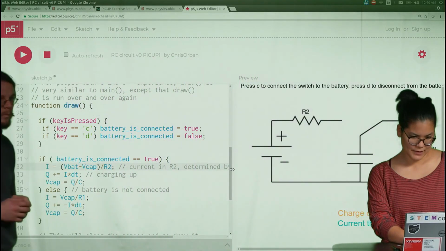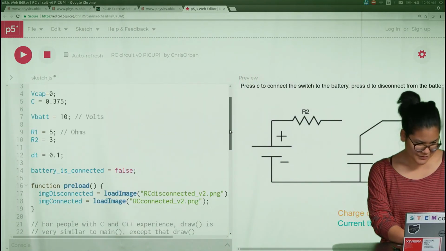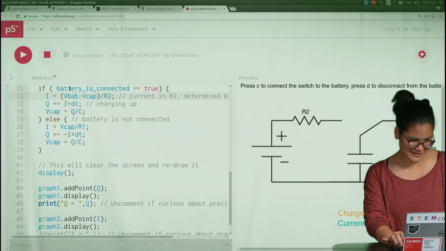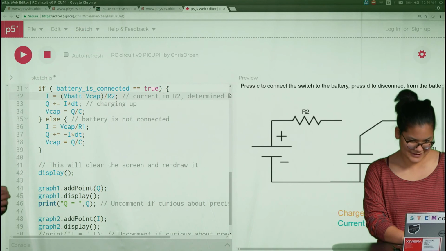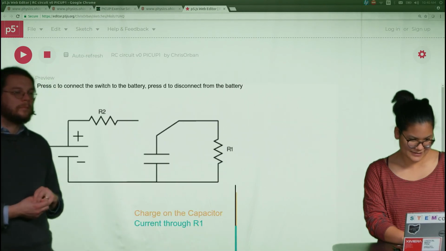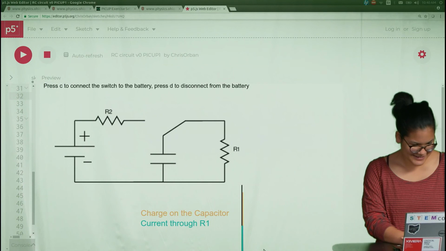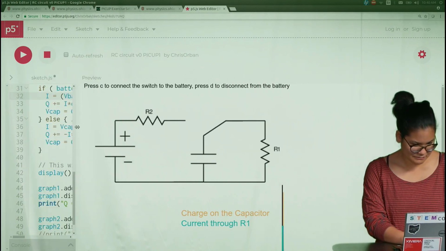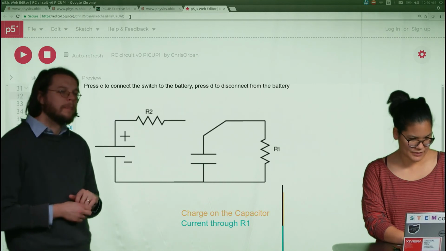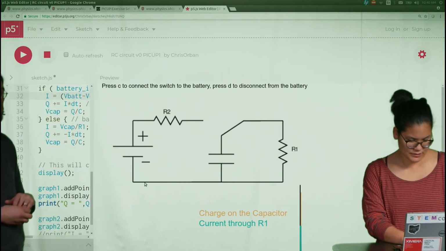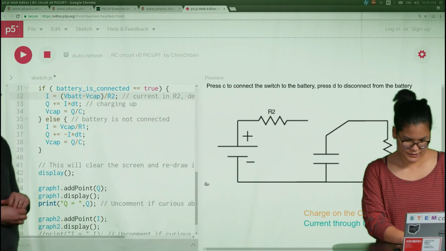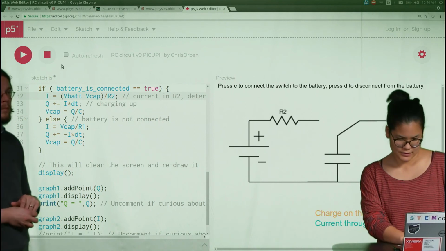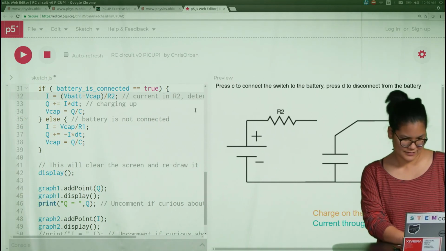Okay. Just make sure I use the... Oh. I forgot a T on my VBAT. Good catch. Alright. Oh, nowhere to go. Let me just go ahead and start it over again. Start the whole thing? Just hit play. Oh, okay. But make sure they can see the graph.